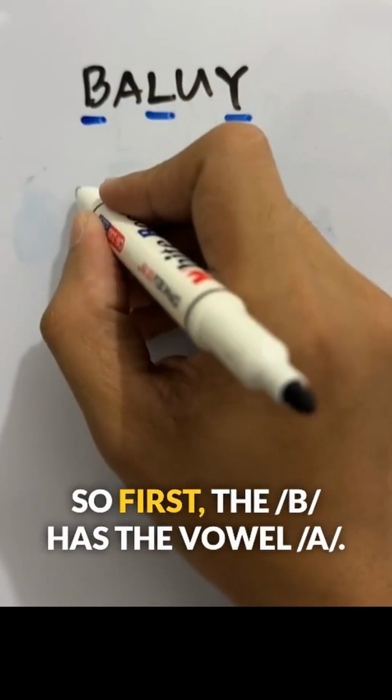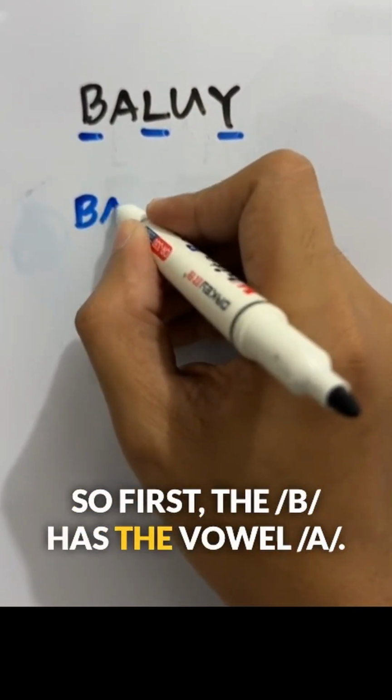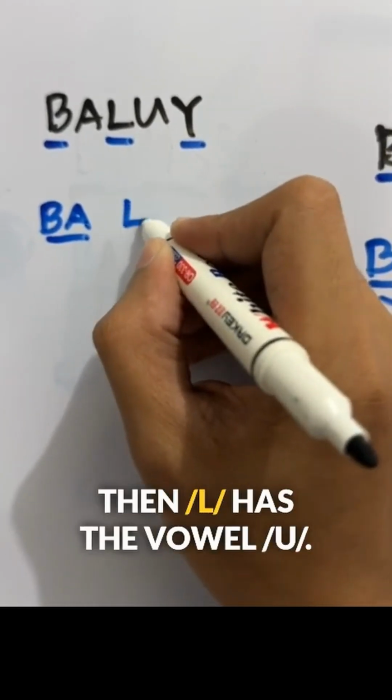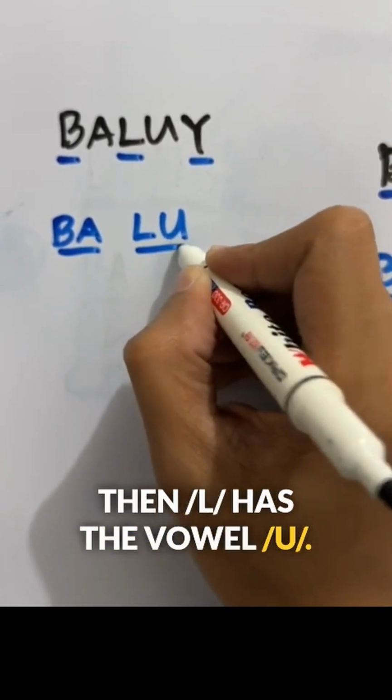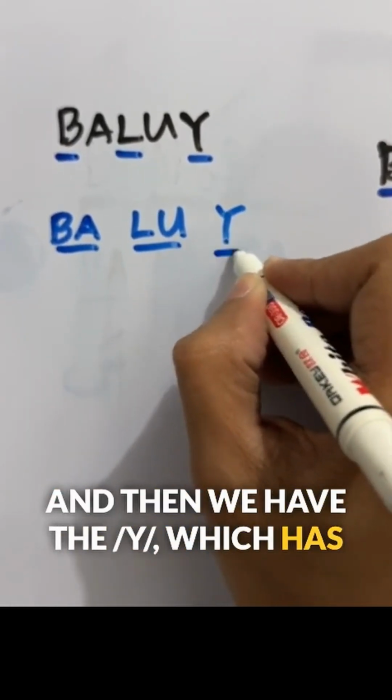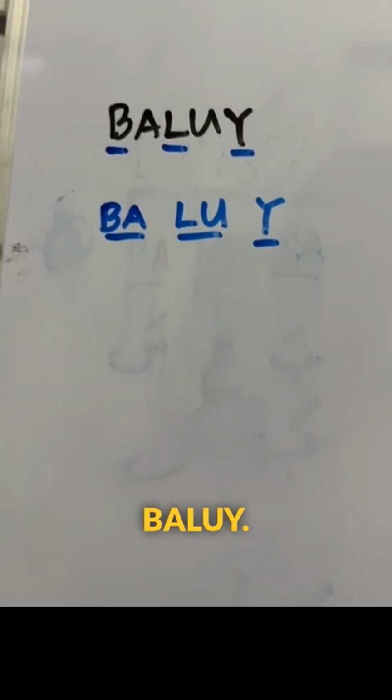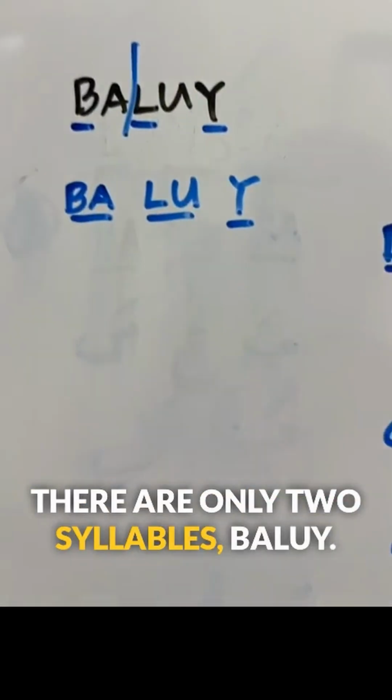So first, the ba has the vowel a, then lam has the vowel u, and then we have the ya, which has no vowel sound. BALUY. So there are only 2 syllables. BALUY. So how are we going to write this?